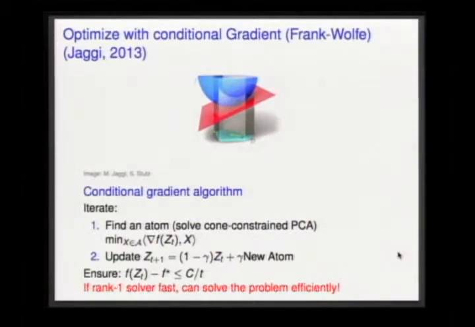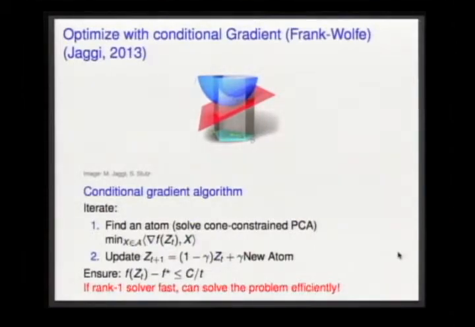So at each step, you're building a linear combination of the previous element with a new atom, and it's known that after t steps, you are a factor of something over t away from the optimum, and this something depends on your initial point. So the convergence of the algorithm is pretty slow, but the good thing is that if you have a good solver for this step, you get an algorithm that is going to converge to the solution.